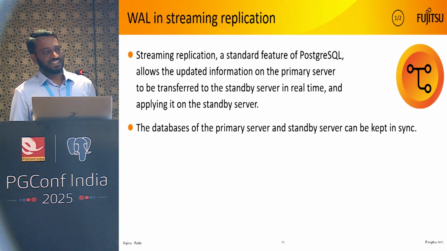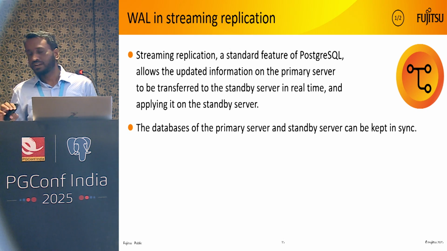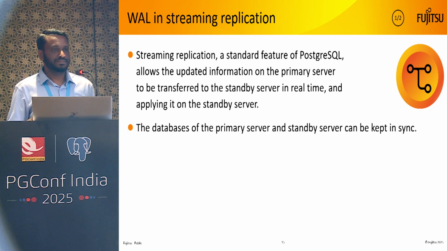So we'll see how WAL is used in streaming replication. Streaming replication allows us to create a read-only instance by replicating the changes from primary node to standby node. Whatever changes are happening in the primary node, you will have a copy of it in the standby node. You'll be able to do only read-only operations. You cannot do write operations. And if anytime the primary node goes down, you can make the standby the primary node.